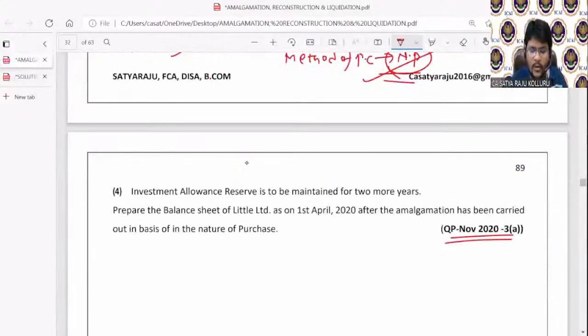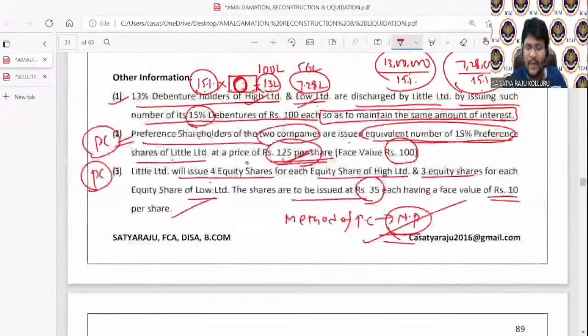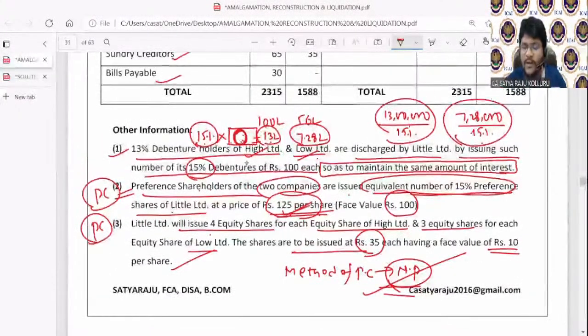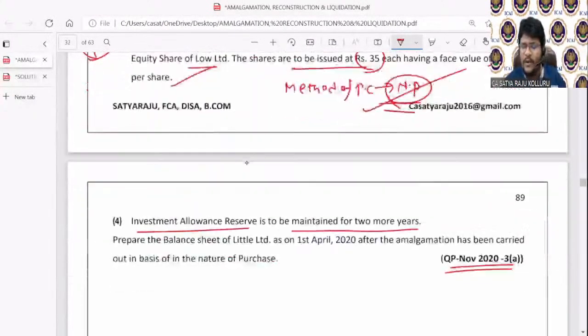Now come to the below. Investment allowance reserve is to be maintained for 2 more years. Okay. Sir, the amalgamation is amalgamation in the nature of purchase. How do you know such facts, sir? It is clearly given through point number 1. We are not acquiring the debentures at face value. We are acquiring the debentures at agreed value. Sir, if any one of the assets or liabilities is acquired at other than book value, then the method of amalgamation is amalgamation in the nature of purchase.